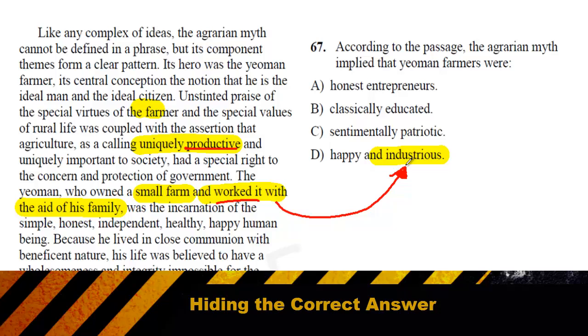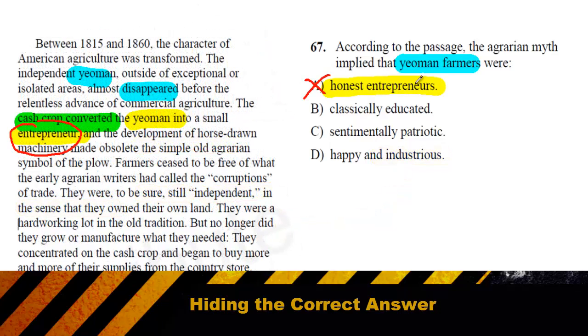But notice what the test writers did. They tried to make answer D look unfamiliar. So when you read the word industrious, you think, well, I don't recall reading that word in the passage. And that was their attempt to try and make D look like the wrong answer. And on the flip side, when you read answer choice A, you read entrepreneurs and you said, oh yeah, they did talk about entrepreneurs. And if you didn't read the full context of the fifth paragraph, answer A would have been a very easy trap.